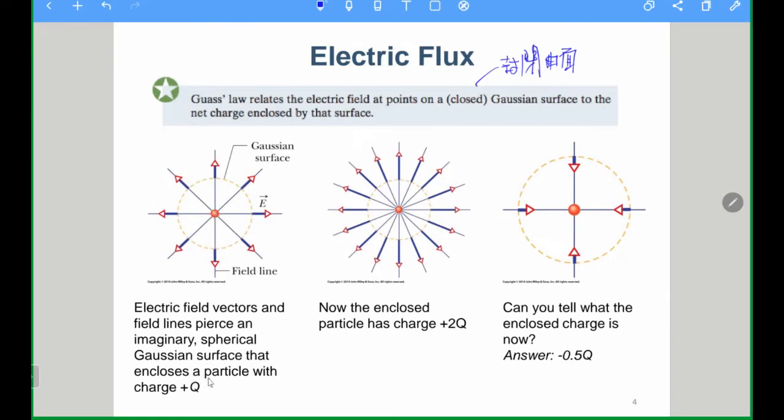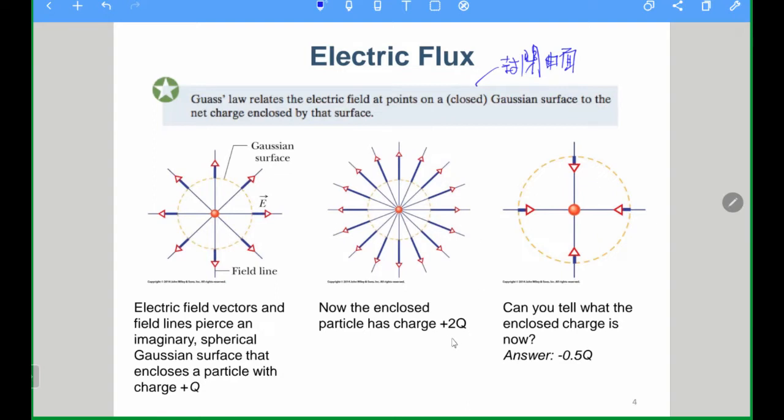And if the charge is Q, maybe we can draw 8 arrows pointing outside. Because in the physics chapter, we know if the electric field line is denser, then the electric field is stronger at that part. So we predefine that if it is plus Q, we have 8 arrows here.